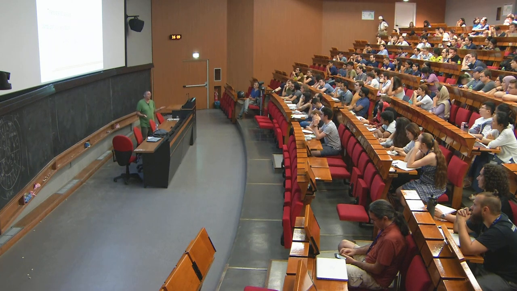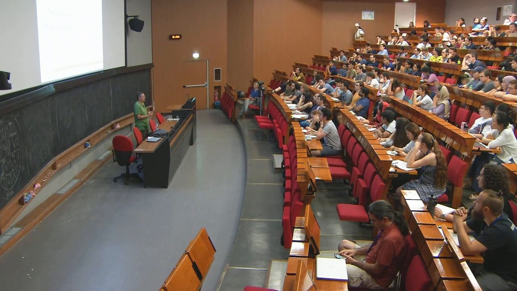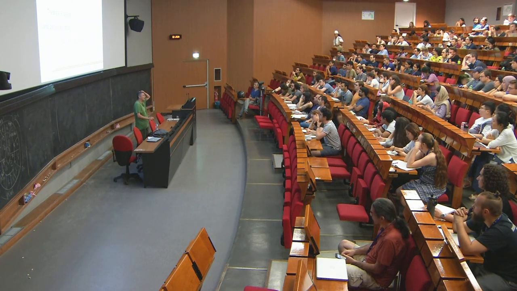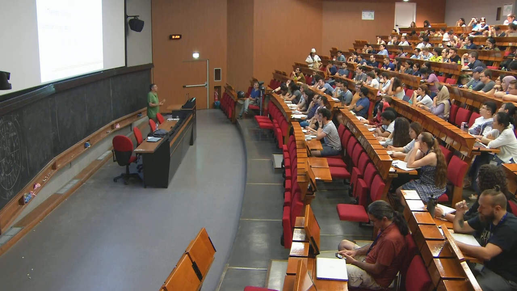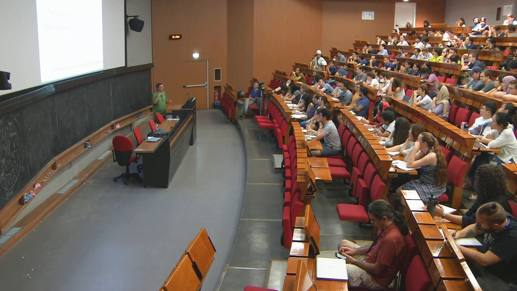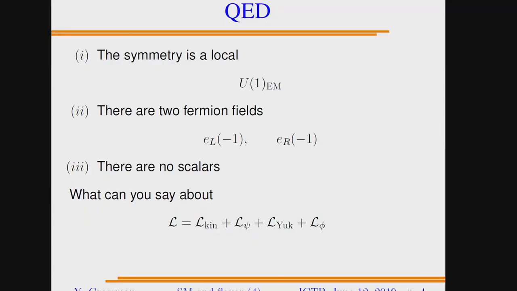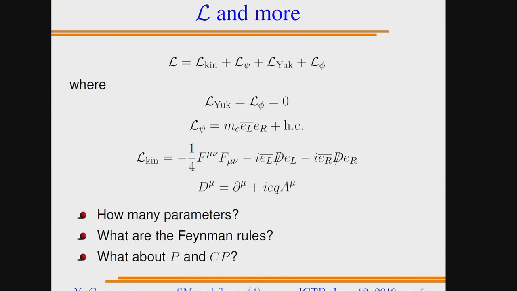So why are they 0? Why is L phi 0? Because there's no scalar. Why is the Yukawa 0? Because there's no scalar. Very nice. So actually, it's kind of an easy case. We already solved 50% of the model. So when you grade your students, when they say two are 0, you already give them 50%. That's very nice. OK, so now let's actually write what we have.